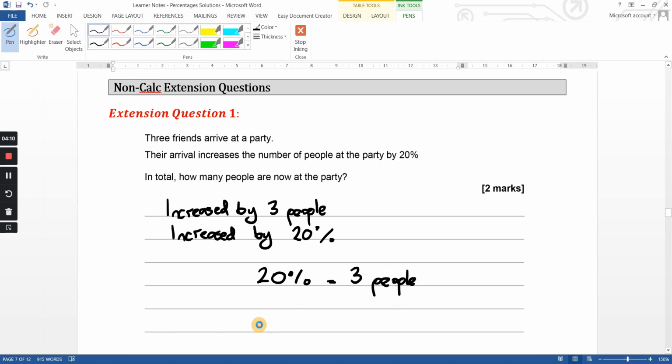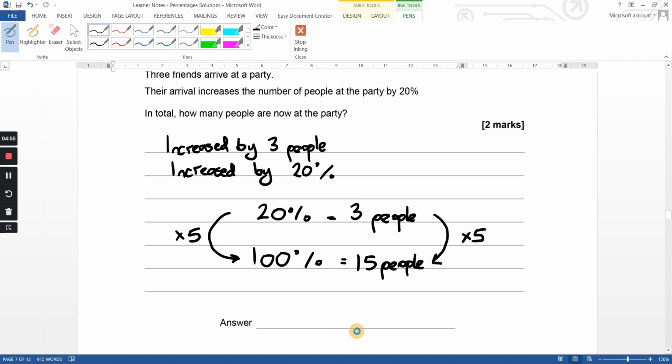We want to know what 100% is. And without the calculator, you can go straight from 20 to 100 in one go. How many 20s go into 100? That's going to be exactly 5 times. So it's 5 times bigger. So if we multiply this side by 5, you'll multiply this side by 5 as well. So it's 3 times 5, which is 15 people. So there must have been 15 people in the party originally.